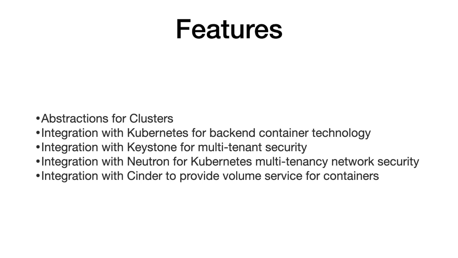Magnum offers the following features: abstraction for clusters, integration with Kubernetes for backend container technology, integration with Keystone for multi-tenant security, integration with Neutron for Kubernetes multi-tenancy network security, and lastly, integration with Cinder to provide volume service for containers.